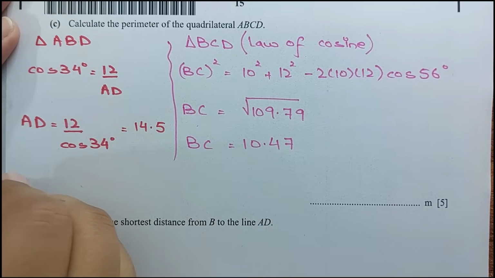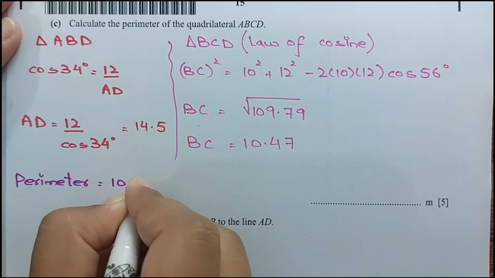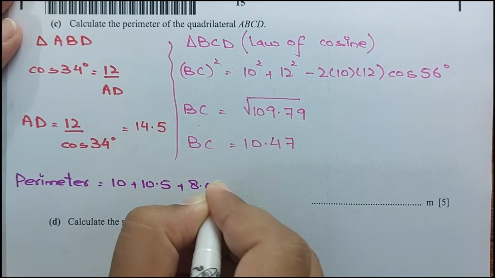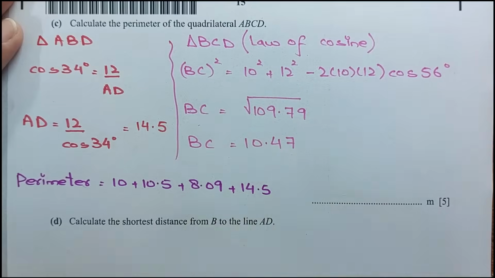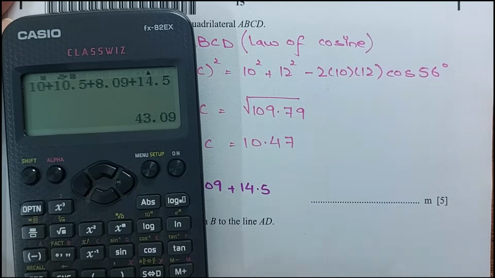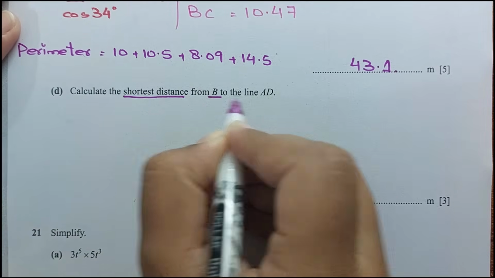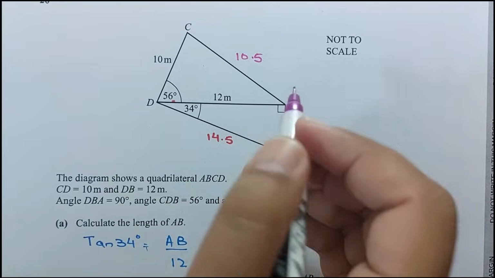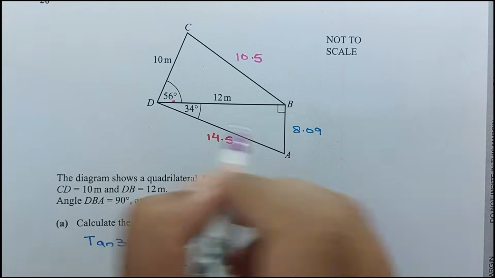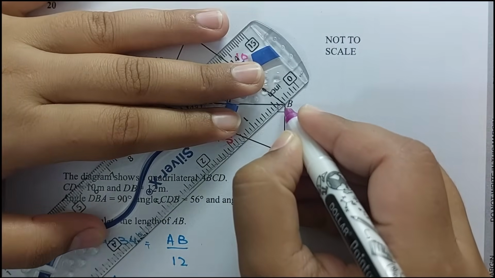Alright, so the perimeter of the quadrilateral is the sum of 10 plus 10.5 plus 8.09 plus 14.5. That is 43.09, or we round it to 43.1 meters. That is the perimeter of the quadrilateral. Now for part D, calculate the shortest distance from B to the line AD. Look at B to the line AD. Okay, the shortest distance.